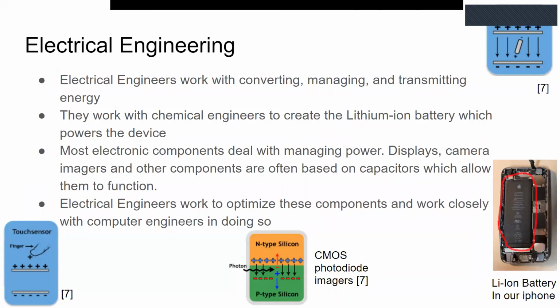Electrical engineers work with converting, managing, and transmitting energy, everything dealing with the power of the phone. They work closely with computer engineers when working on electronic components. They work with chemical engineers to create lithium-ion batteries, which power the device. Most electronic components deal with managing power, so the display, the camera, the touchscreen, all those components are based on capacitors, which allow them to function. For example, a touchscreen is pretty much just a capacitor that, if you touch it, induces a current and it detects where you did that. So electrical engineers are continuing to optimize these components and working really closely with computer engineers to do that.